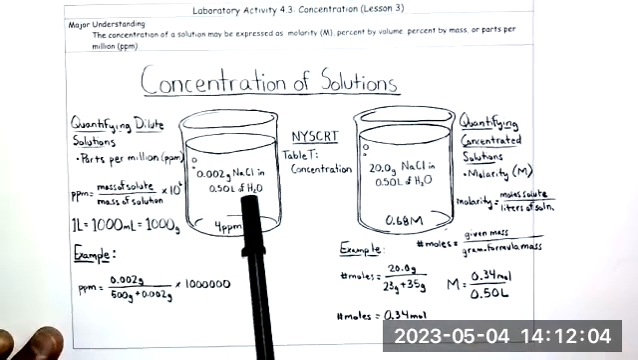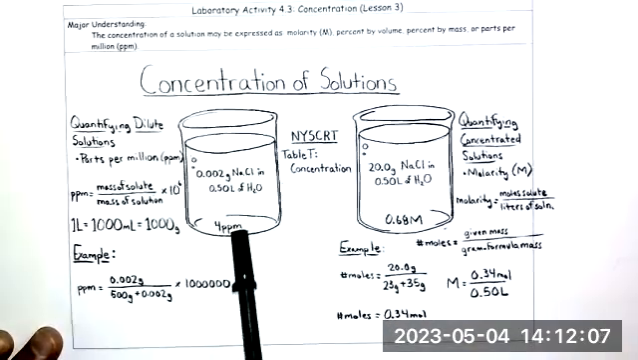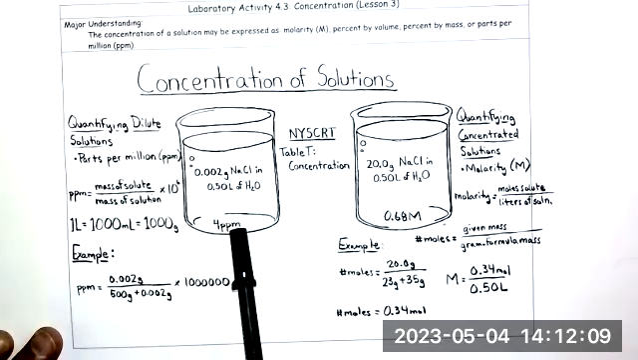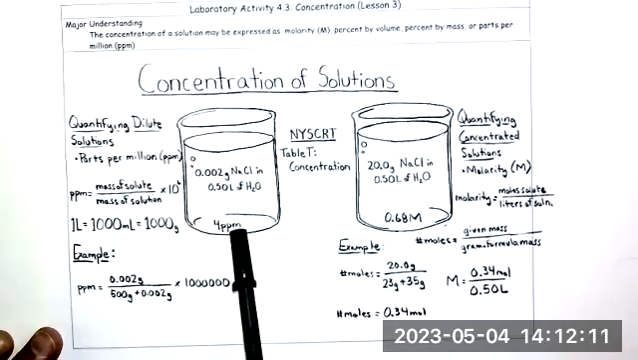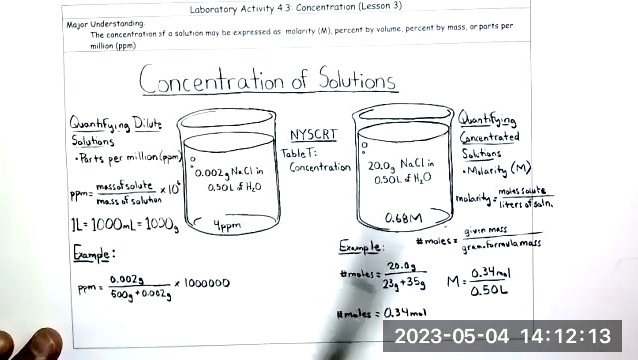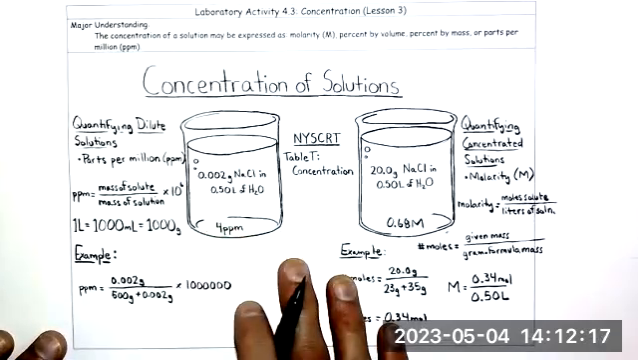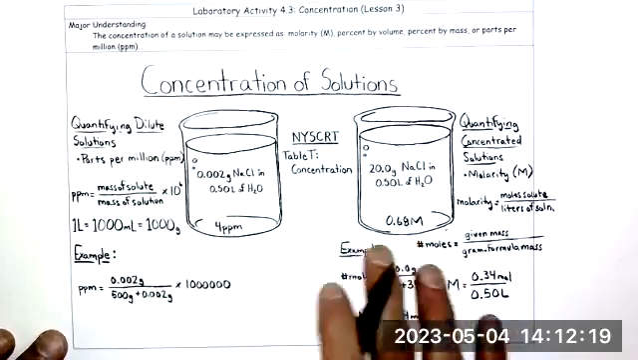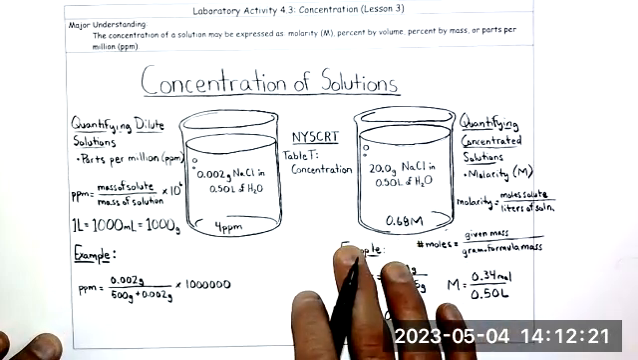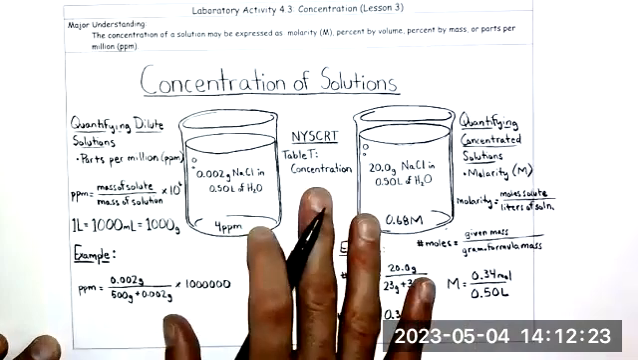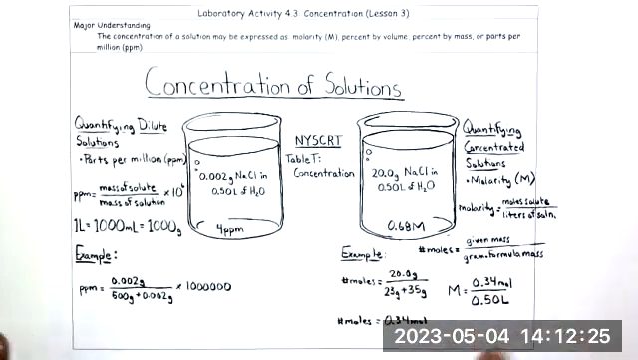For very dilute solutions, we can use parts per million to quantify how dilute a solution is, so we don't have to consider these small numbers. We can use whole number integers or very realistic values for determining concentration. So this is our lesson on concentration, and I'll see you for the next lesson.